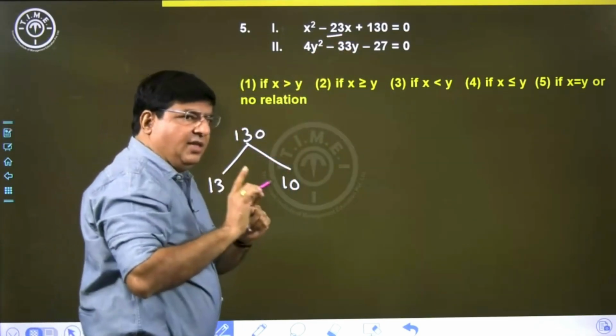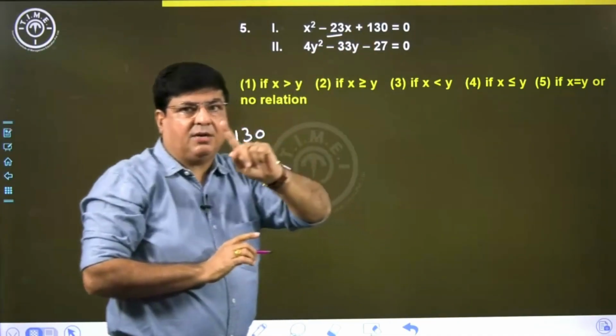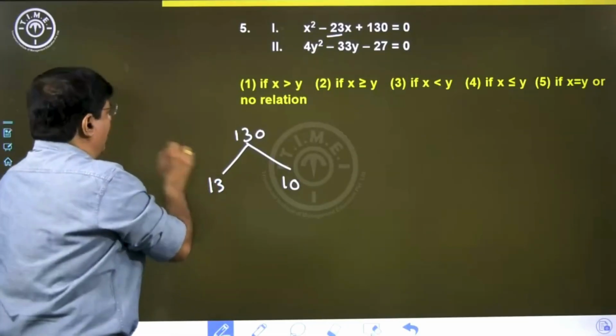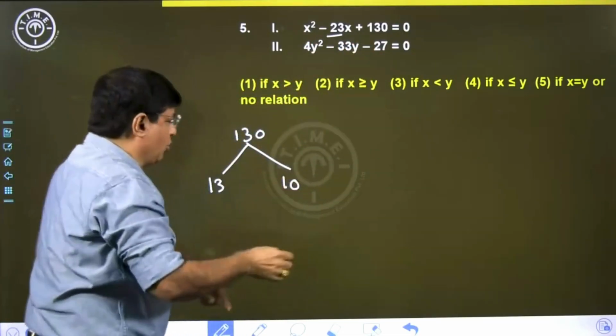What are the signs in the quadratic equation? Minus, plus. What will be the sign of the roots? Both will be plus. If the signs in the quadratic equation are minus, plus, the signs of both roots will be plus.